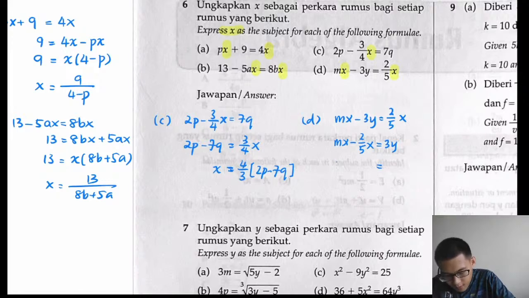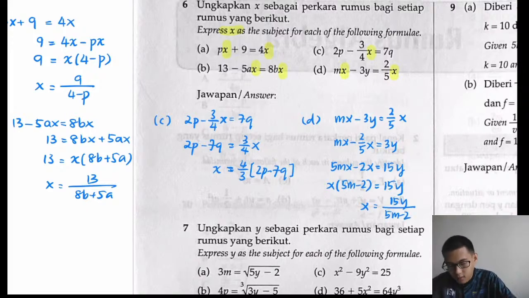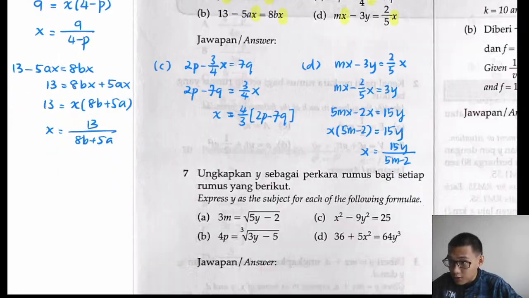And then we have x, where the x is here. If possible, because it's a fraction, maybe we try to times 5 for each. So we have 5mx minus 2x equal to 15y. You can write it out like this. Then we can take the 5m to 15y, so we can find 15y over 5m minus 2. This is the x formula. Okay, done.